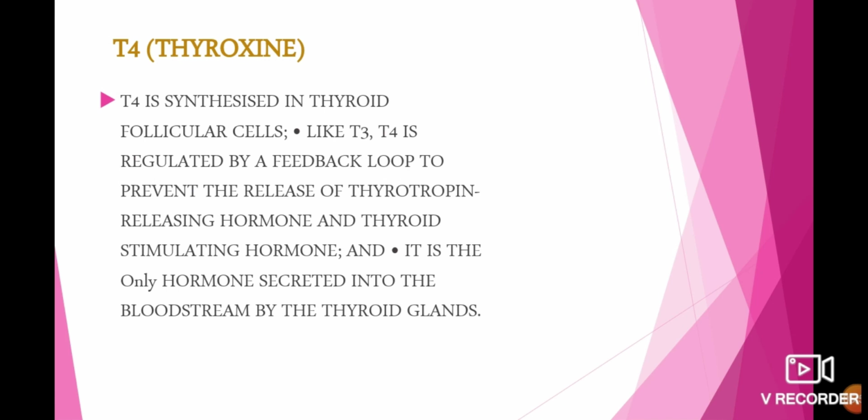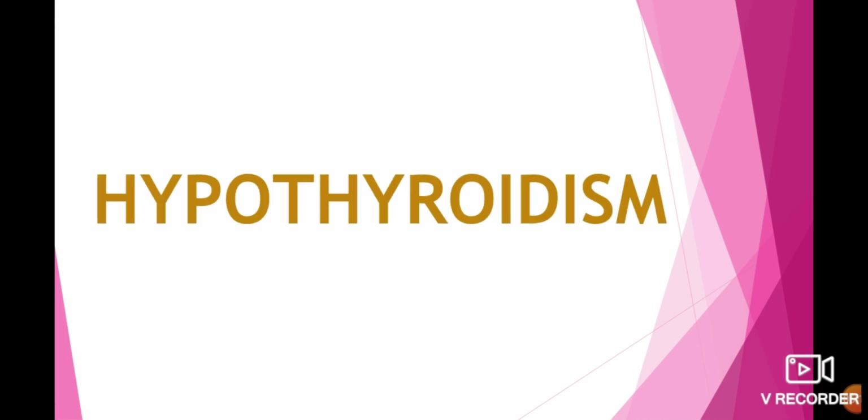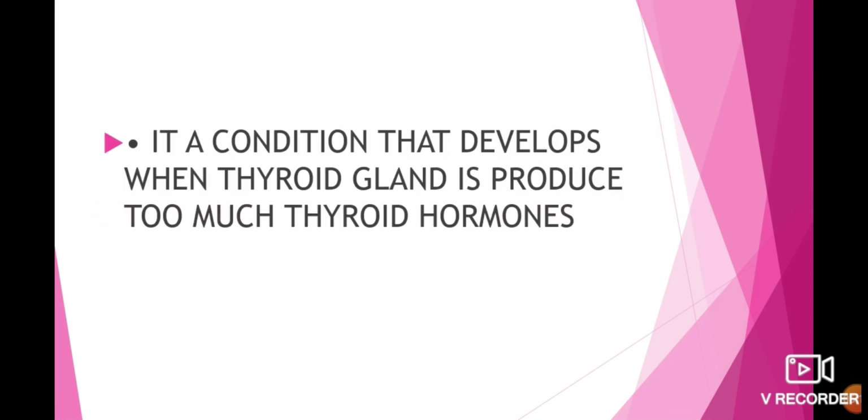T4 is synthesized in thyroid follicular cells like T3. T4 is regulated by a feedback loop to prevent the release of thyrotropin-releasing hormone and thyroid-stimulating hormone, and it is the only hormone secreted into the bloodstream by the thyroid gland. Let's go to hyperthyroidism.